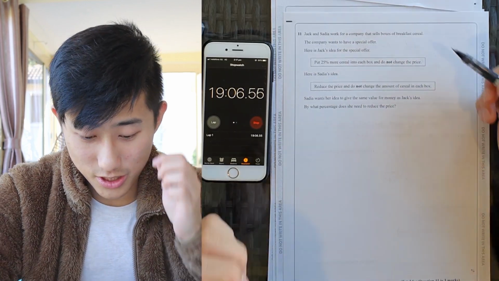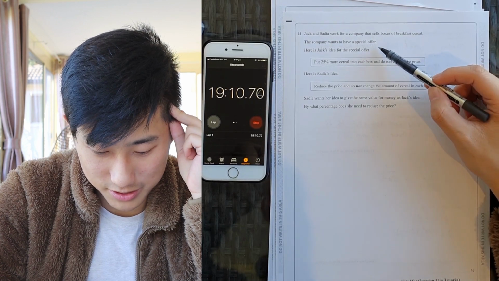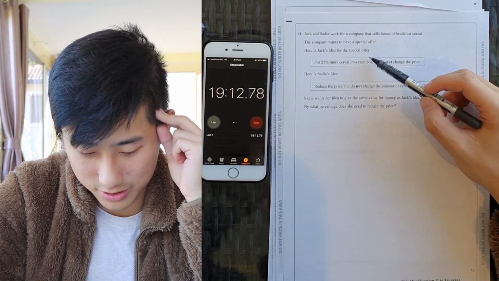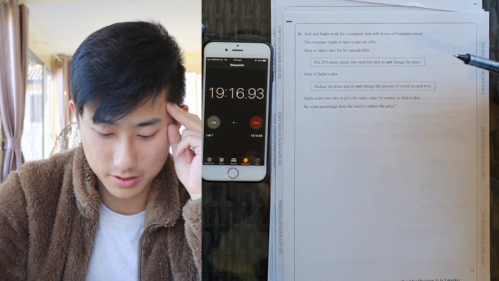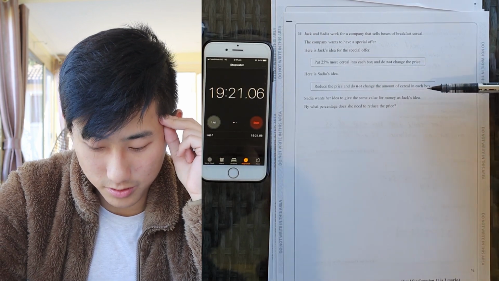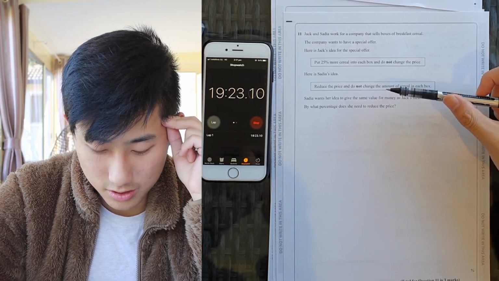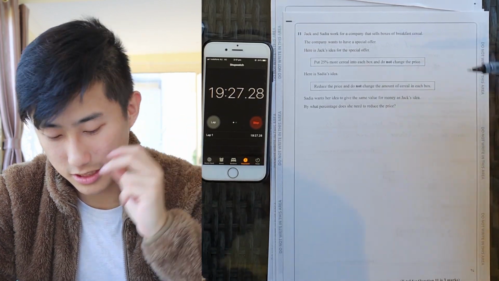But question 11 now. Jack and Sadie work for a company that sells boxes of breakfast cereal. The company wants to have a special offer. Here's Jack's idea for the special offer. Do not change the price. Sadie's idea: reduce the price and do not change the amount of cereal in each box. Sadie wants her idea to give the same value for money as Jack's idea. By what percentage does she reduce the price?